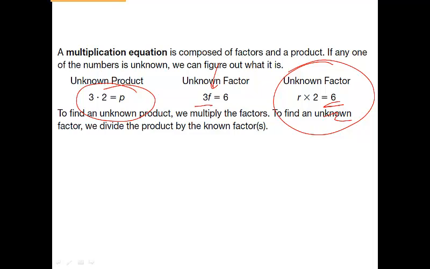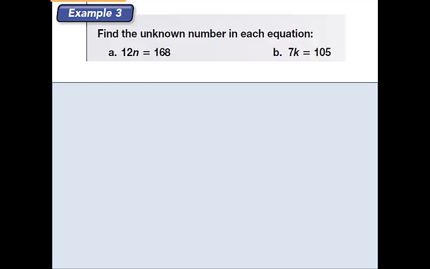So here you're going to divide by 3 on both sides to find out what f is, and here you're going to divide by 2 on both sides to find what r is. In this unknown product, you're just going to multiply 3 times 2 to get your 6. So let's go ahead and try those.